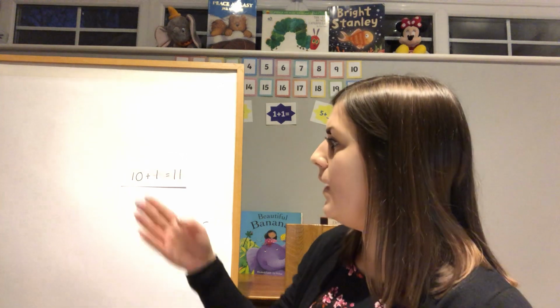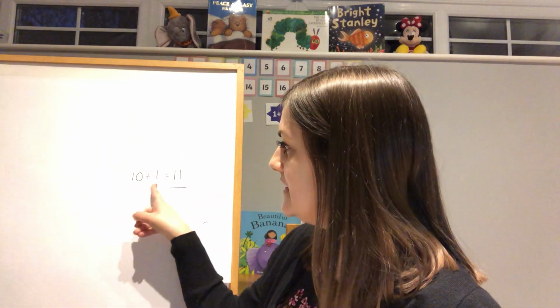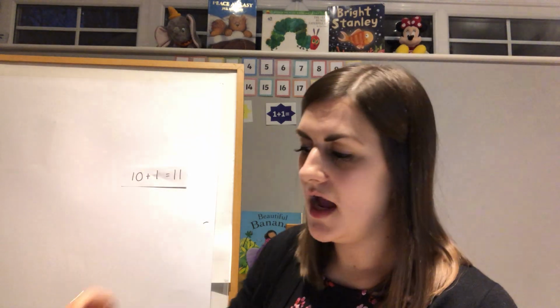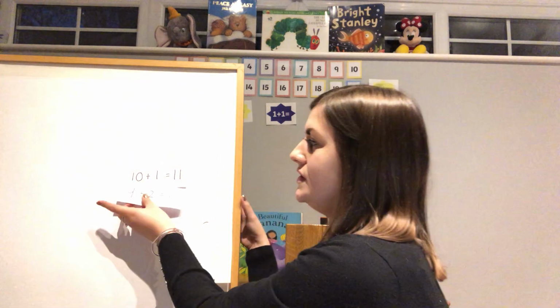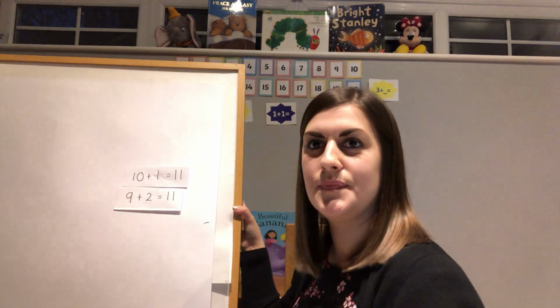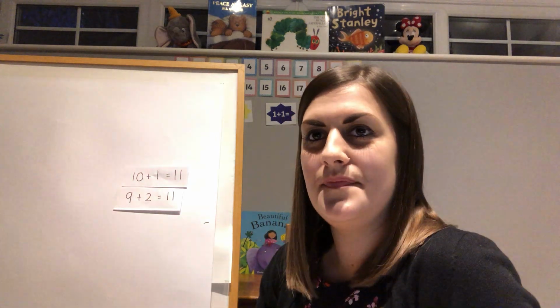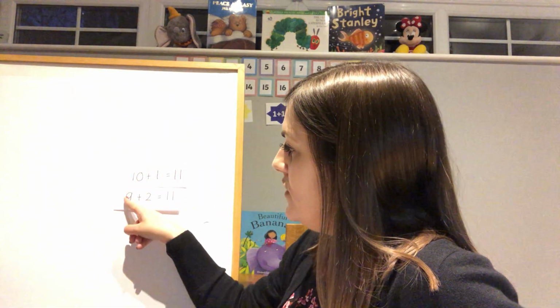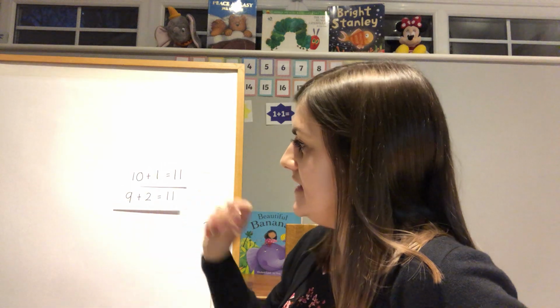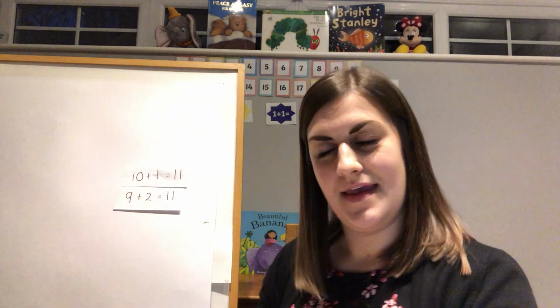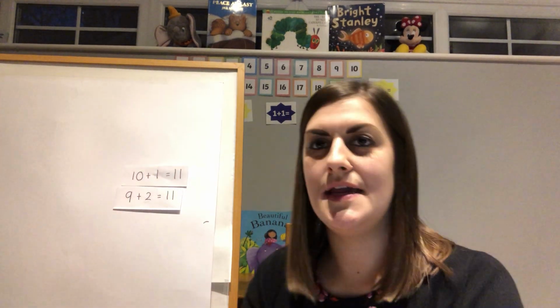We could think about, well, what's another way? Instead of doing 10 add 1, I'm going to take away 1 from this object, and I'm going to have 9 add 2. So, did you get that one? So instead of having 10, I've moved one of my objects over to this side to make 2. Now, you might start to see a pattern.